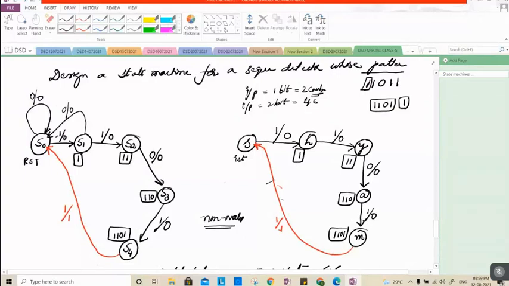Now across S2, see here. S2 is a state which has detected 1 1. After that, if the input is equal to 0, next state is S3. If input is equal to 1, what will happen? Reset antunnaru, right? We'll check it.